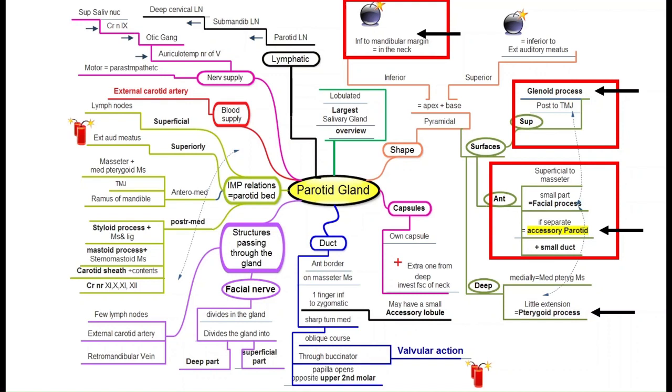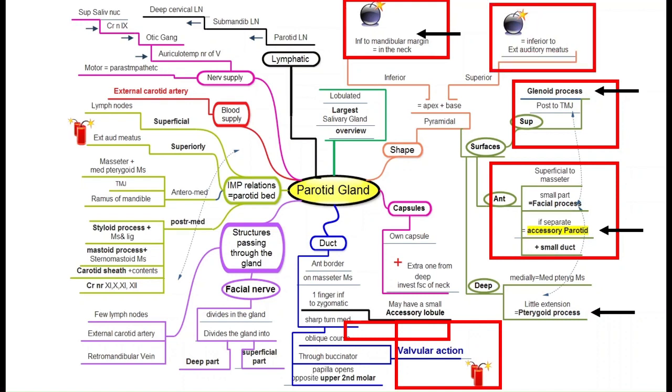Then you see the capsule, which says that it has its own capsule plus an extra one from the deep investing fascia of the neck. If you go and follow structures passing through the gland, the violet color idea, it says facial nerve, and the basic facts about what it does to the parotid gland, and then the lymph nodes, the external carotid artery, and the retromandibular vein.